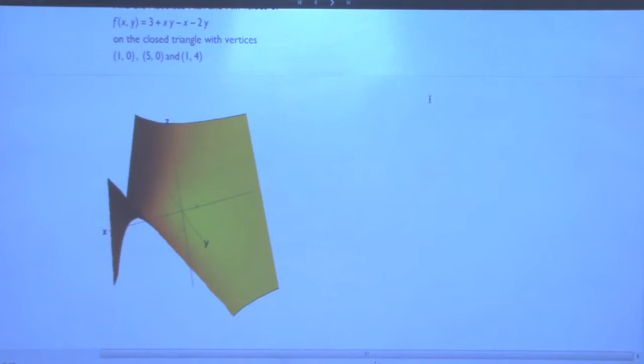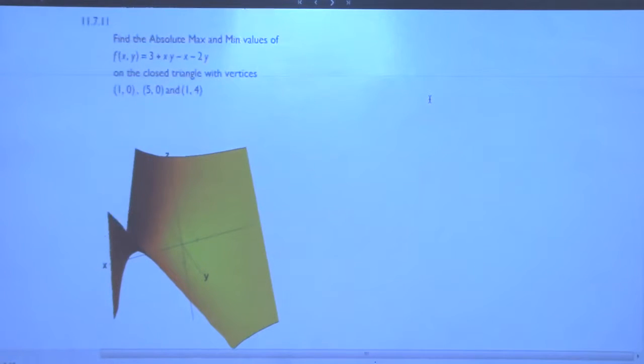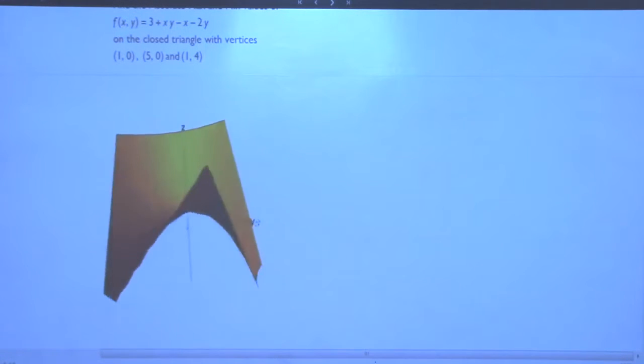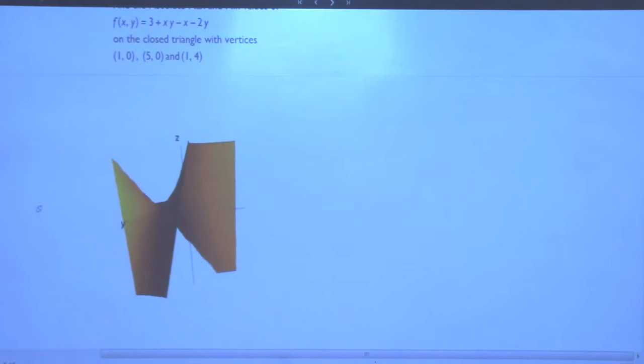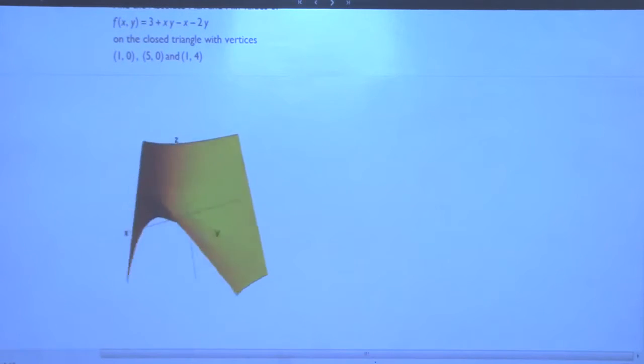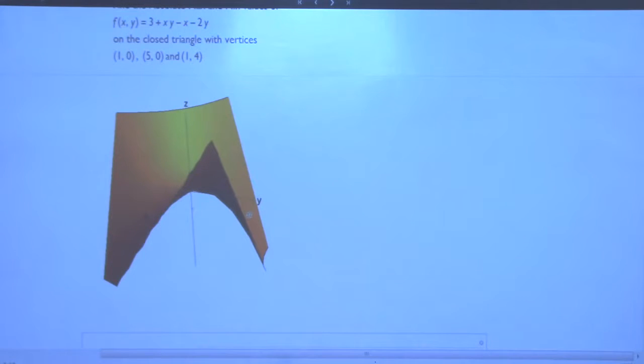All right, so let's see if we can handle this. We have a function given to us, f of x, y equals 3 plus xy minus x minus 2y. We want to find the absolute max and minimum values of this function on the closed triangle with these vertices. Okay, so first let's just take a look at this function. This is the function if I do not restrict its domain. Right, there it is.